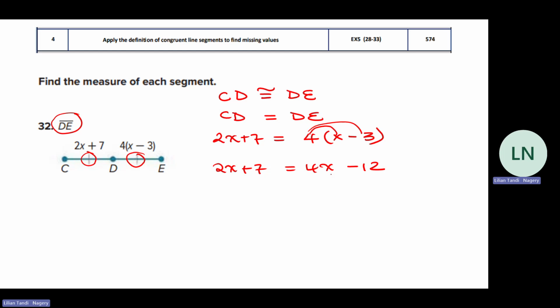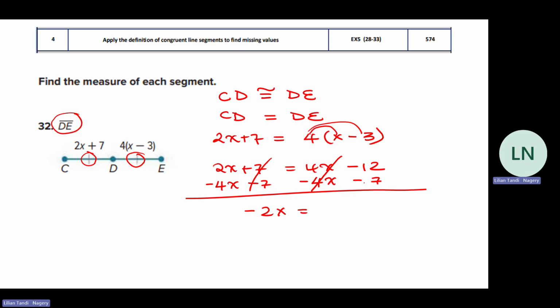Okay, then I will put my letters to the left, my numbers to the right. So this will move to the left by subtracting because it is positive. If there is no sign in front of your number, the sign is positive. So you do the opposite. And here it is positive 7, so I will move it by subtracting 7 on both sides. This is 0, this is 0. 2x minus 4x is negative 2x. Negative 12 minus 7 is negative 19. And then you divide by negative 2 on both sides. X is 19 over 2.